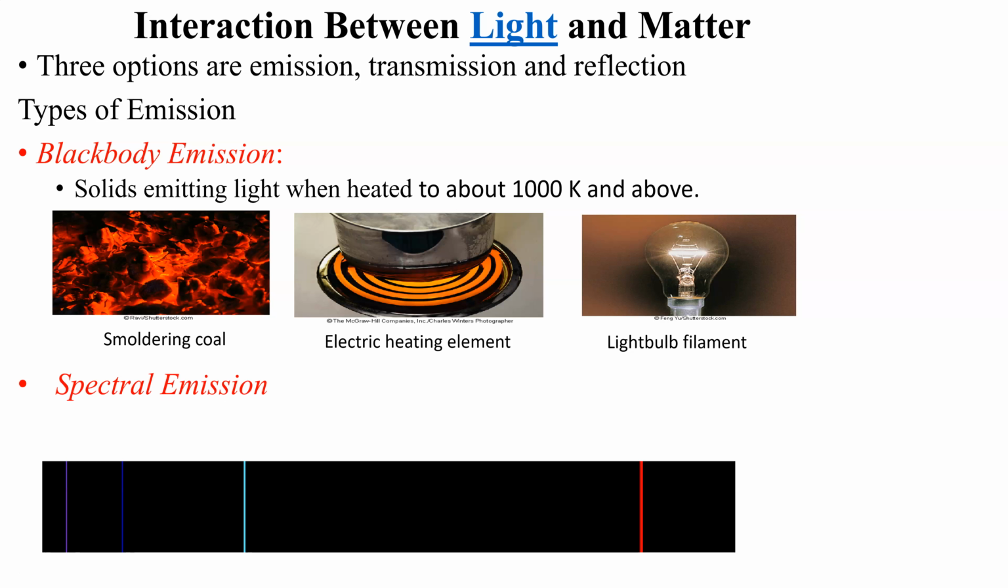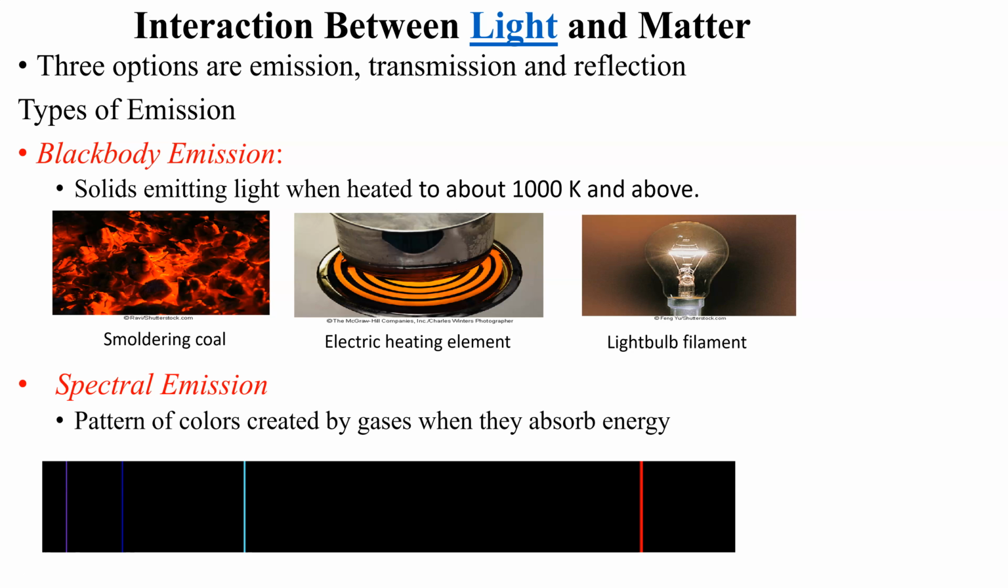The other type of emission is spectral emission. Spectral emission is basically what happens when you put energy into an atom or element, and each element produces a very unique pattern of colors. This is hydrogen. Hydrogen produces these 4 bands, and only hydrogen produces these specific 4 bands. It's like a fingerprint for an element. Spectral emission allows us to identify an element, so we can tell what's in the sun and the stars based on their spectral emissions.